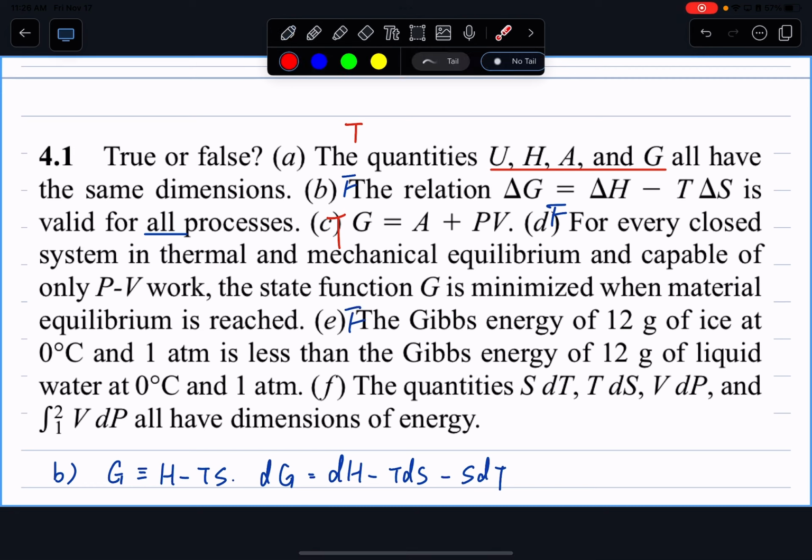And the last one becomes more straightforward. In the Gibbs equation or in the definition of those terms, you find these are all the same kind of dimension because you can add them or subtract them together. So that one is true.